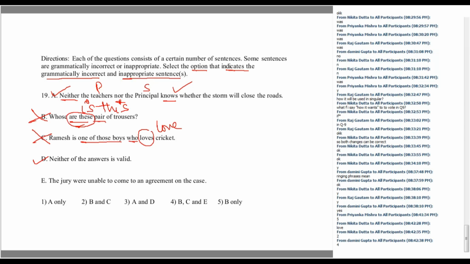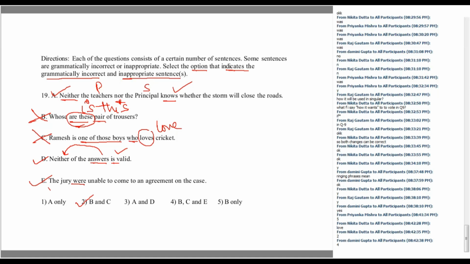Correct. Answers is plural, but it is preceded by the word neither. So it becomes singular. That is why I have used a singular verb. Correct. Number E. The jury were unable to come to an agreement on the case. That means it is the jury members, they were not able to decide. When I say the jury were unable to come to an agreement, that means the members could not agree. It is right. B and C. Answer is 2.